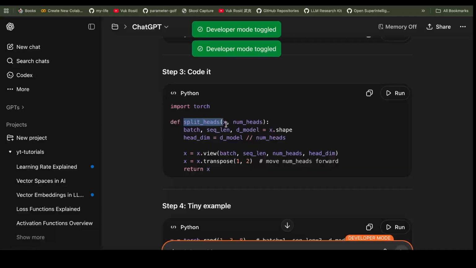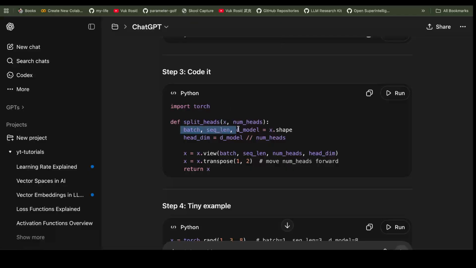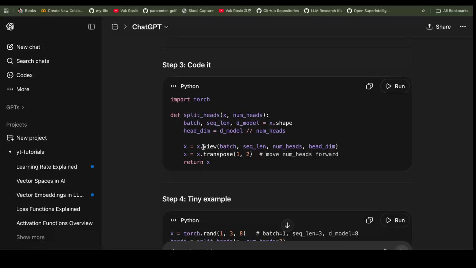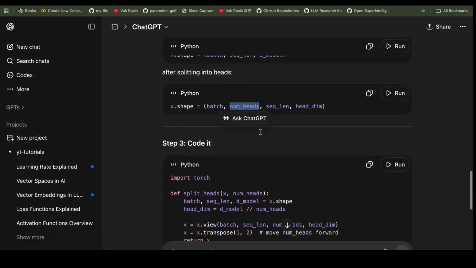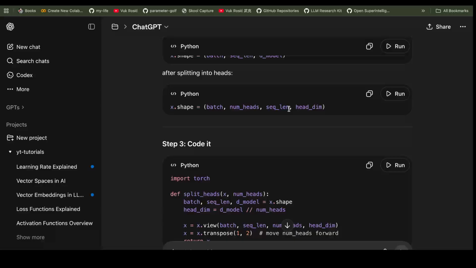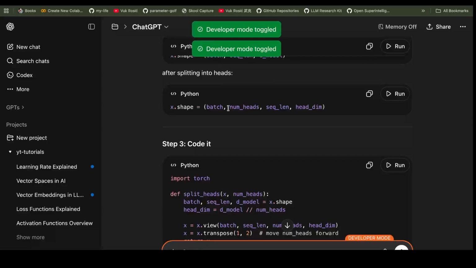And this is how we code it. It's called the split heads function. We're going to get the batch size, sequence length, dimension of the model, and then the dimension of the head by dividing the model dimension by the number of heads. And we will then just say x.view. This is to split the last d_model into these 2 dimensions, number of heads and head dimension. We will actually transpose number of heads, so we will swap this one and this, these 2 we're going to swap.